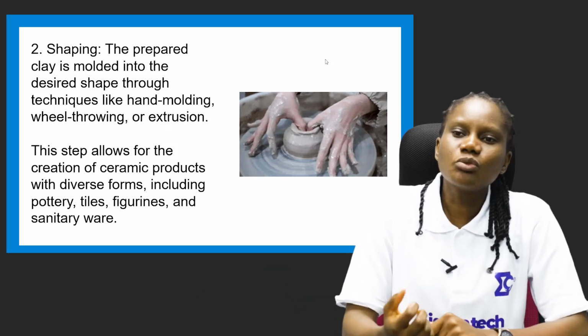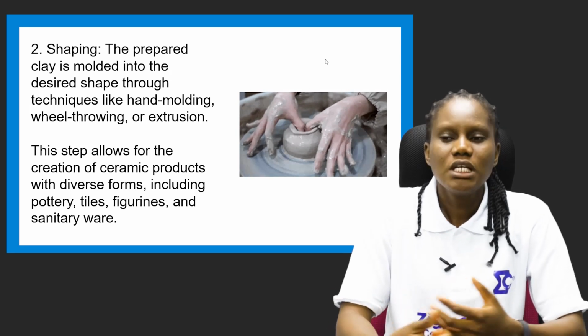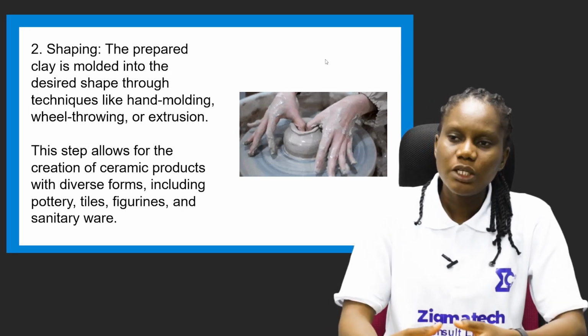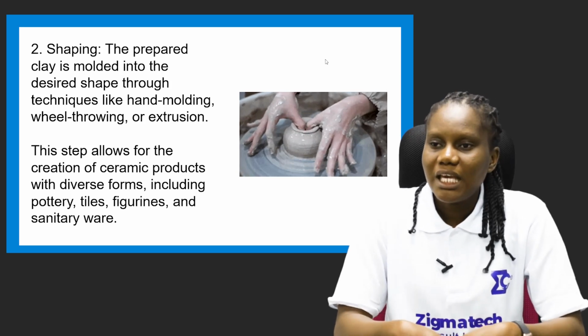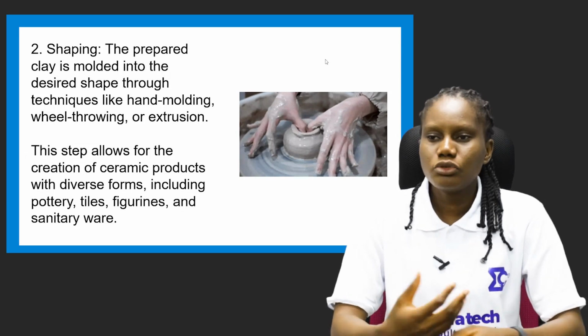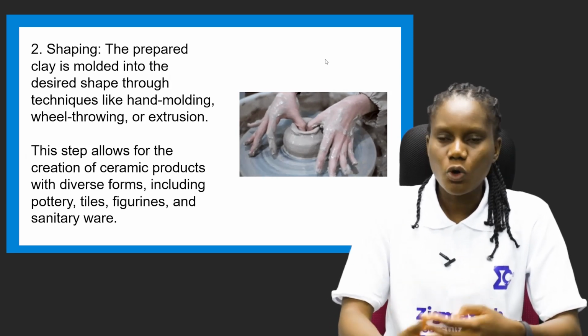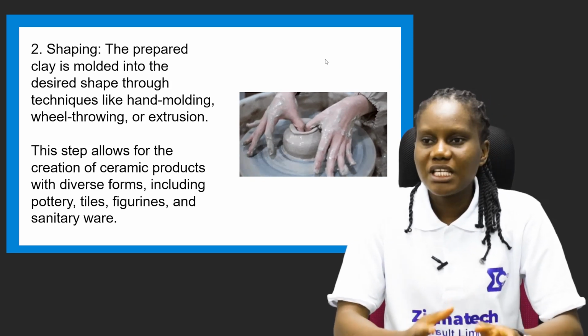That is, the prepared clay is molded into the desired shape through techniques like hand molding, such as we have on the slide. You can see a man with his 2 thumbs in the clay and is rolling. That is hand molding, or wheel throwing, or through extrusion. That is how you shape your clay into the desired shape you want.